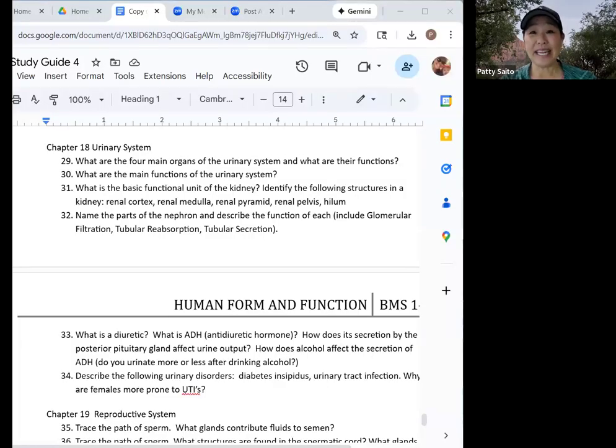Welcome to Chapter 18, the urinary system. The urinary system is comprised of four major organs. Let's take a peek. I'll draw this. I think that's easiest to draw.